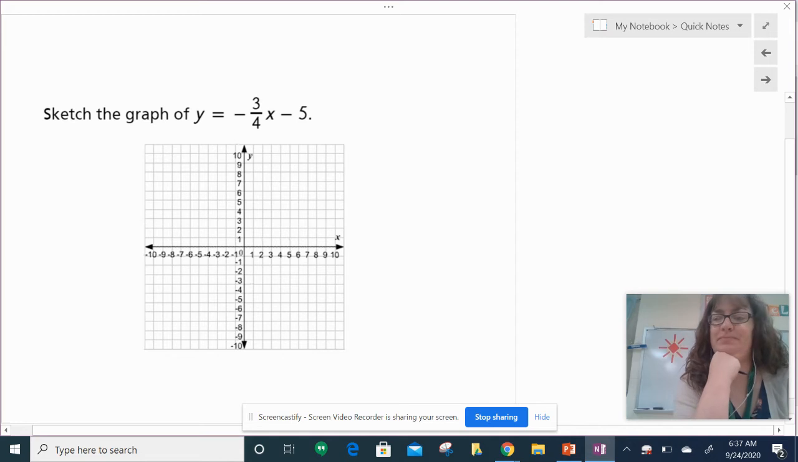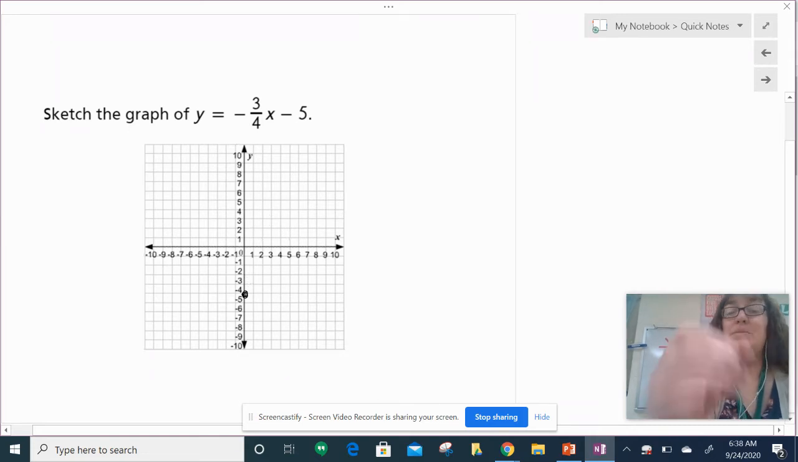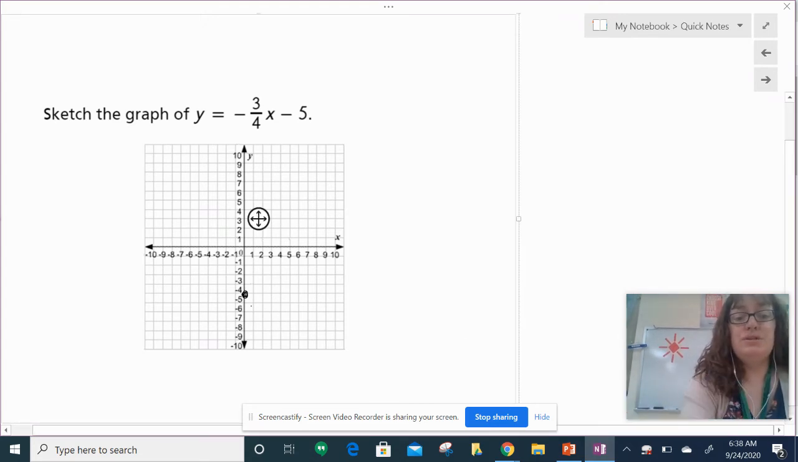Try this one. So y-intercept is at -5. And then my slope is negative this time. So I know I want my slope to come down this direction. And so if I know I want it to come this direction, I choose to go down 3 and still to the right 4.